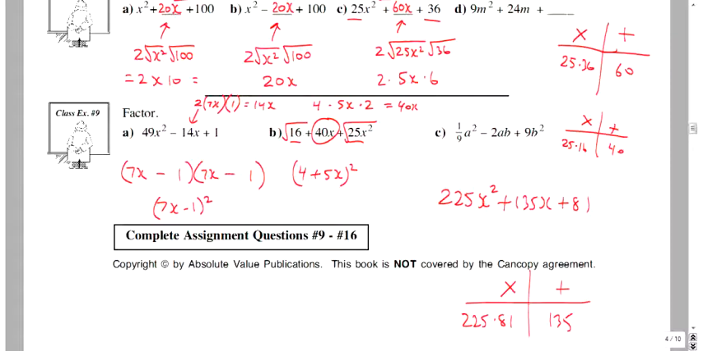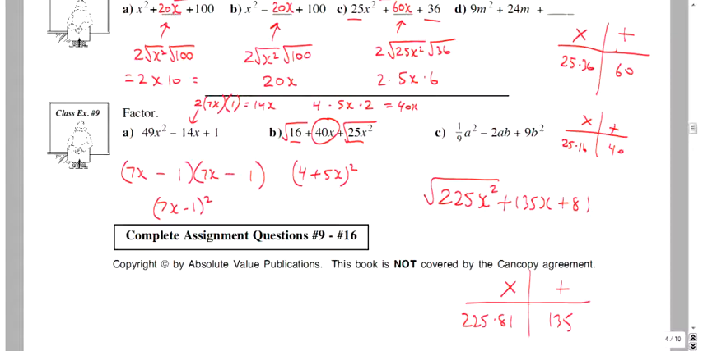Oh, there must be a greatest common factor first. Let me look. What can I take out of 225, 135, and 81? These are odd, that's even, nothing. I'm not going to do this to you. I'm not here to kill you guys. There must be a better way to do this. It must be a perfect square trinomial. What's the square root of that?